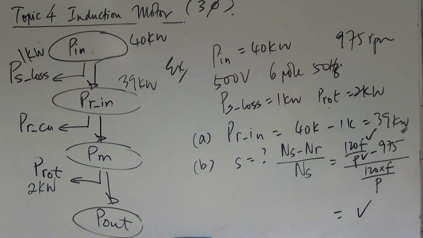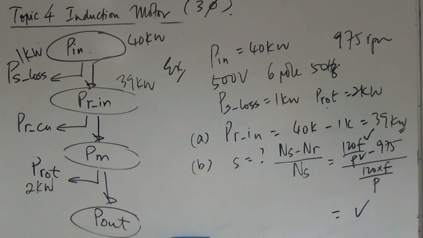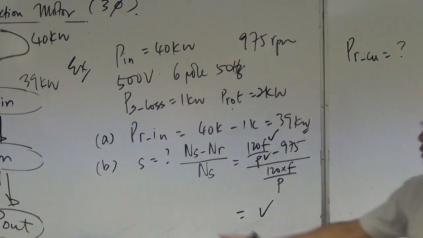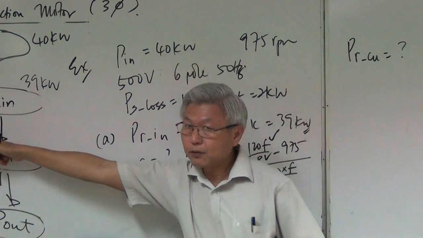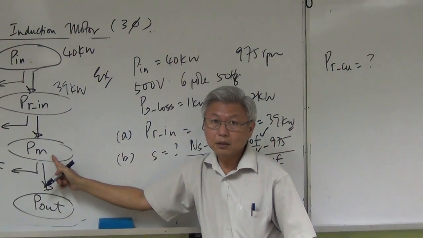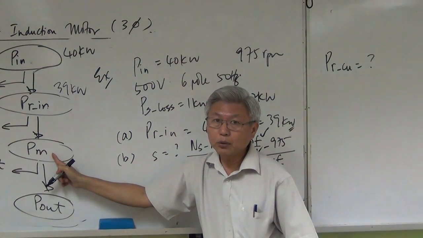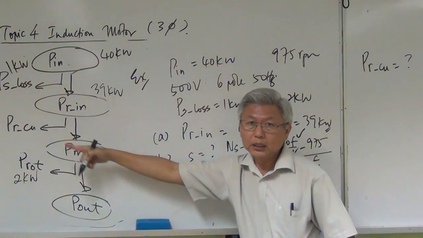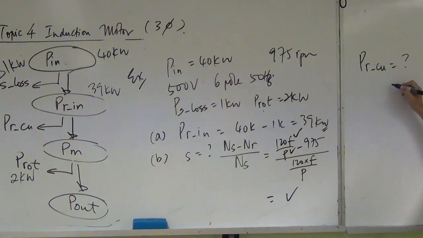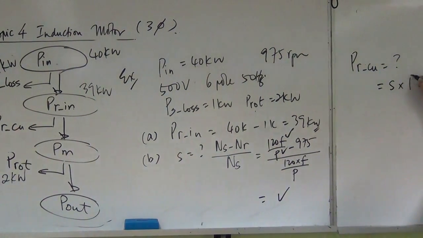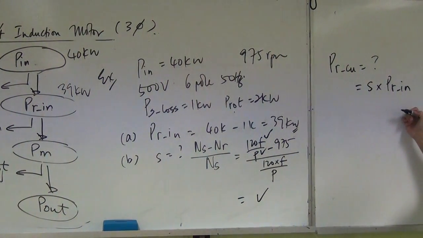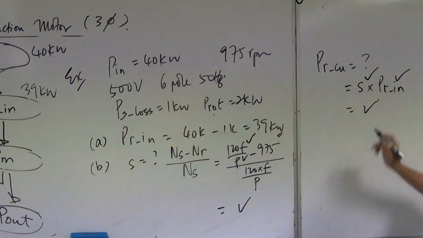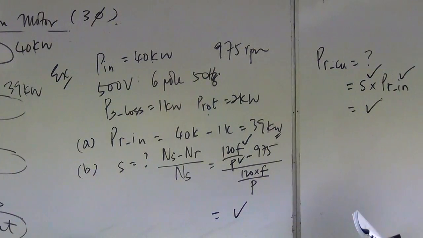It says find the rotor copper loss. Right? Now you have this information. You are asked for this, you do not know this. So there's no choice but to make use of the formula. Can we still recall what's the formula? The formula is P rotor copper loss is S multiplied by P rotor input. Slip I've calculated, rotor input I know, so the answer is found. Rotor copper loss is found.